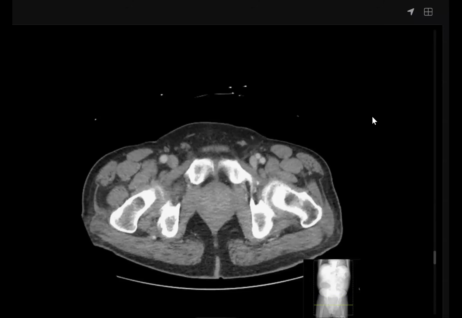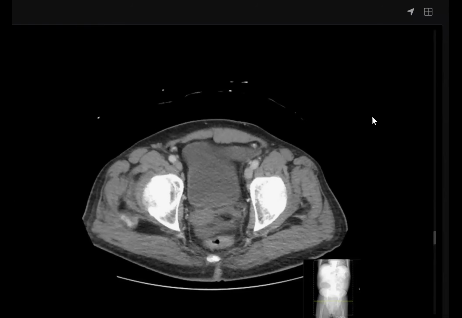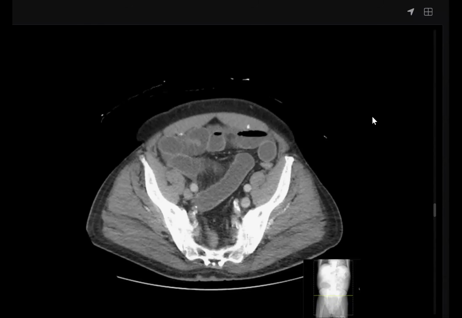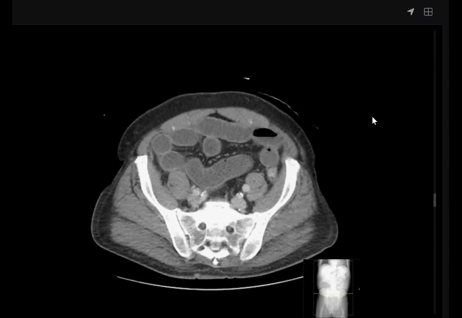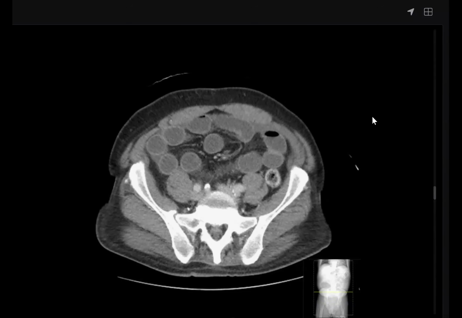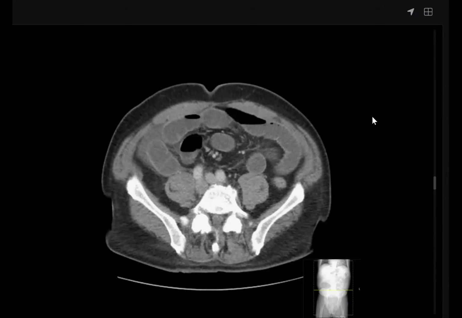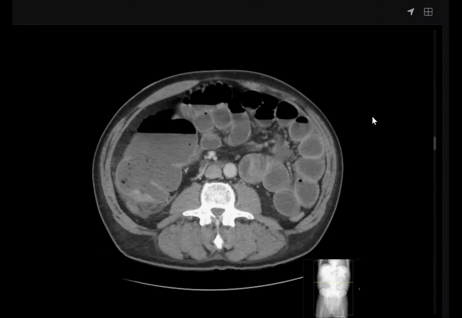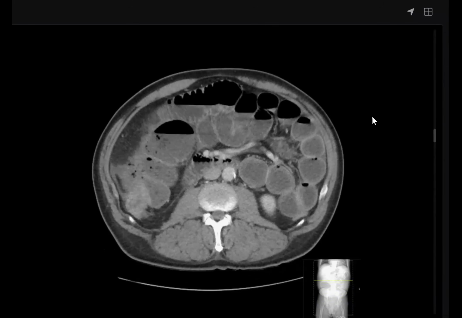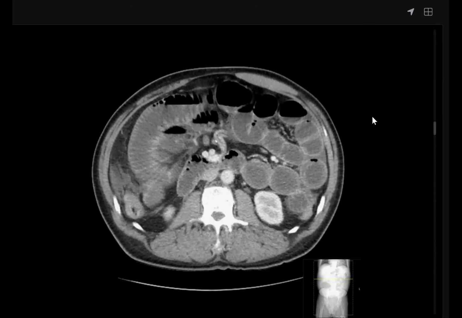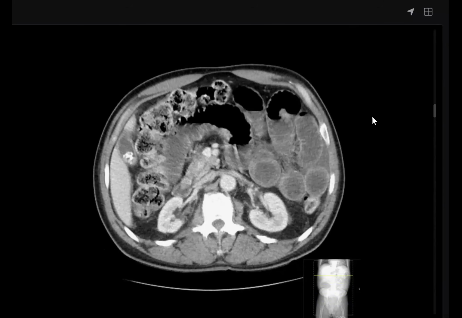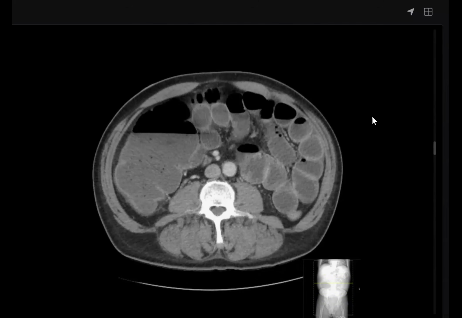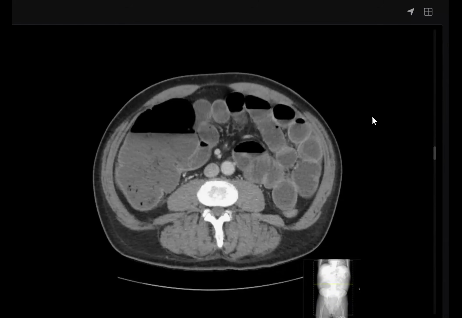So now I'm going to the region of interest. The obvious abnormality that I can appreciate is, sorry, it's taking a bit of time. Yes, there is a massively dilated cecum. So we have small bowel dilatation and a massively dilated cecum.